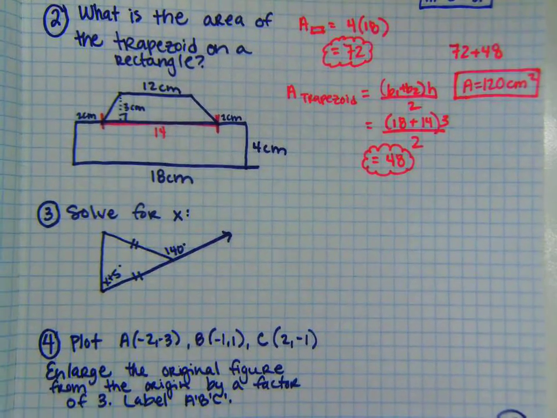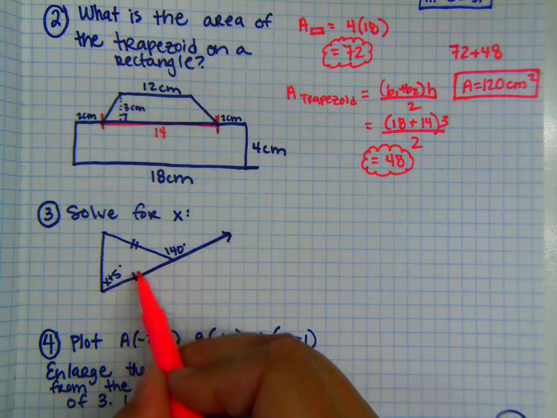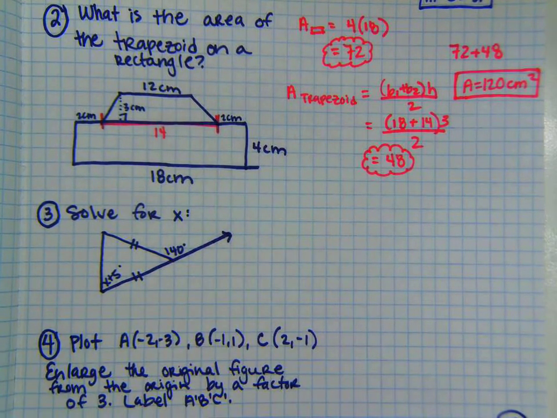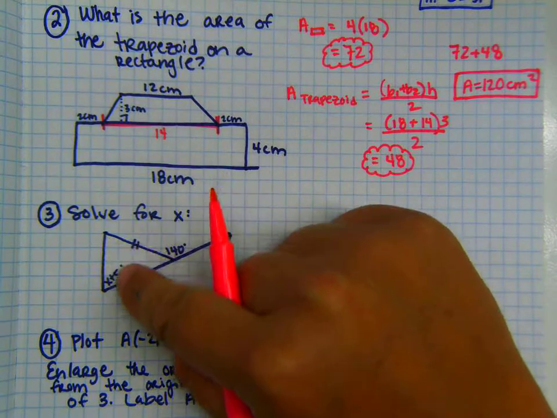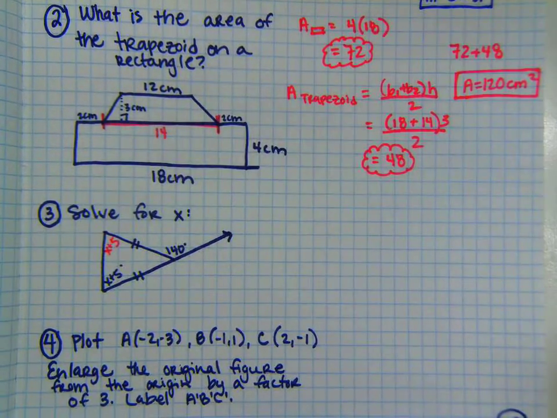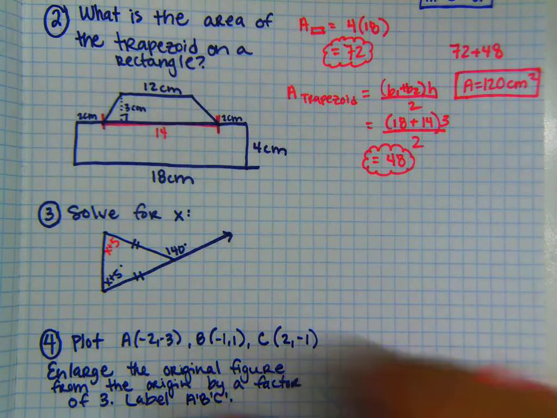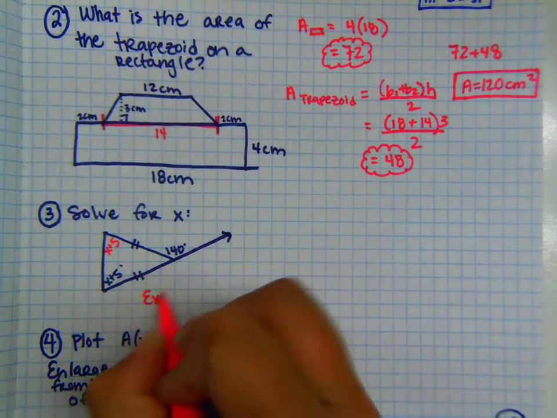So that's number 2. Number 3, it just says solve for x. Now, looking at these two sides right here, those mean that those sides are congruent. Now, that's an isosceles triangle. If I have an isosceles triangle, I know that the opposite angles are congruent, so this has to be x plus 5 as well. If I have x plus 5 and x plus 5, and I have this guy out here, which is 140, I can use exterior angle theorem.